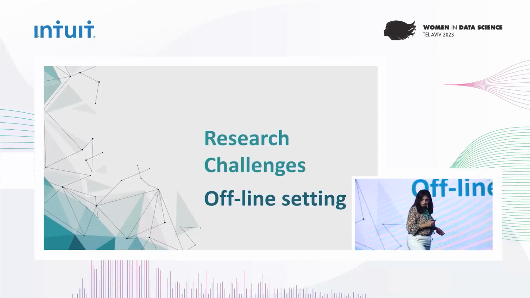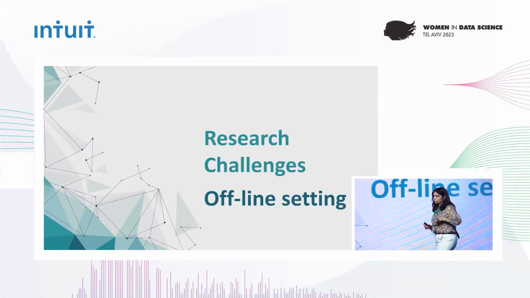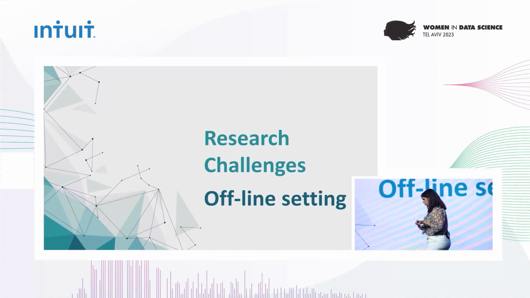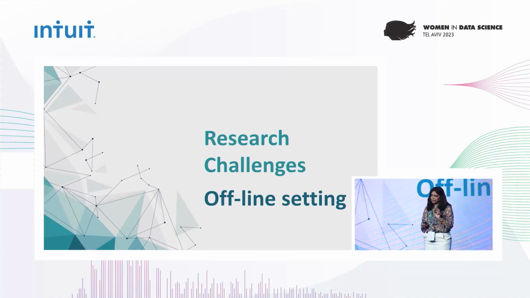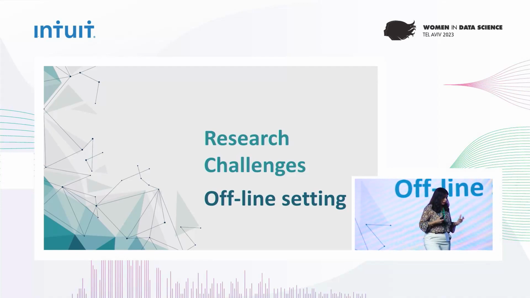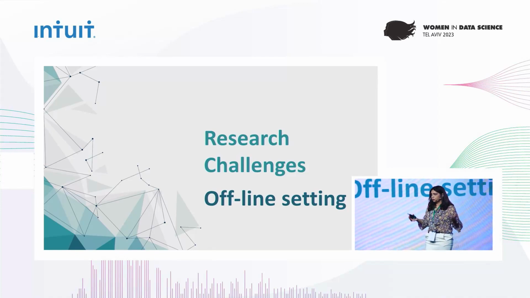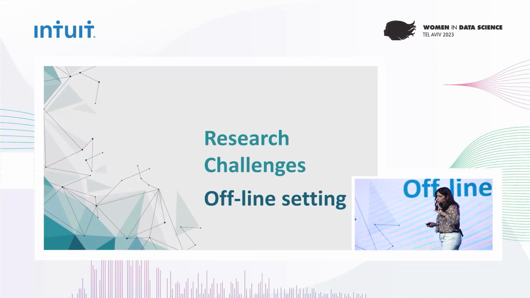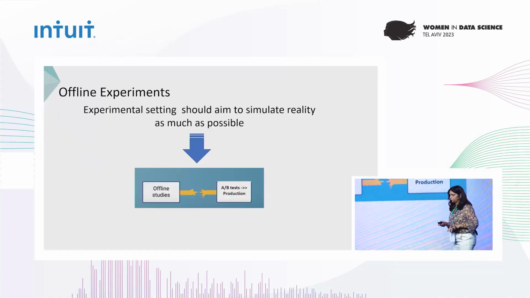So now, after describing this research, and I said you're welcome to read more details about it, I would like to highlight some of the research challenges that are relevant for our research, but for any other research in recommender systems, and how researchers should handle it. I think it's relevant also for the academia and for industry as well when we do offline experiments.